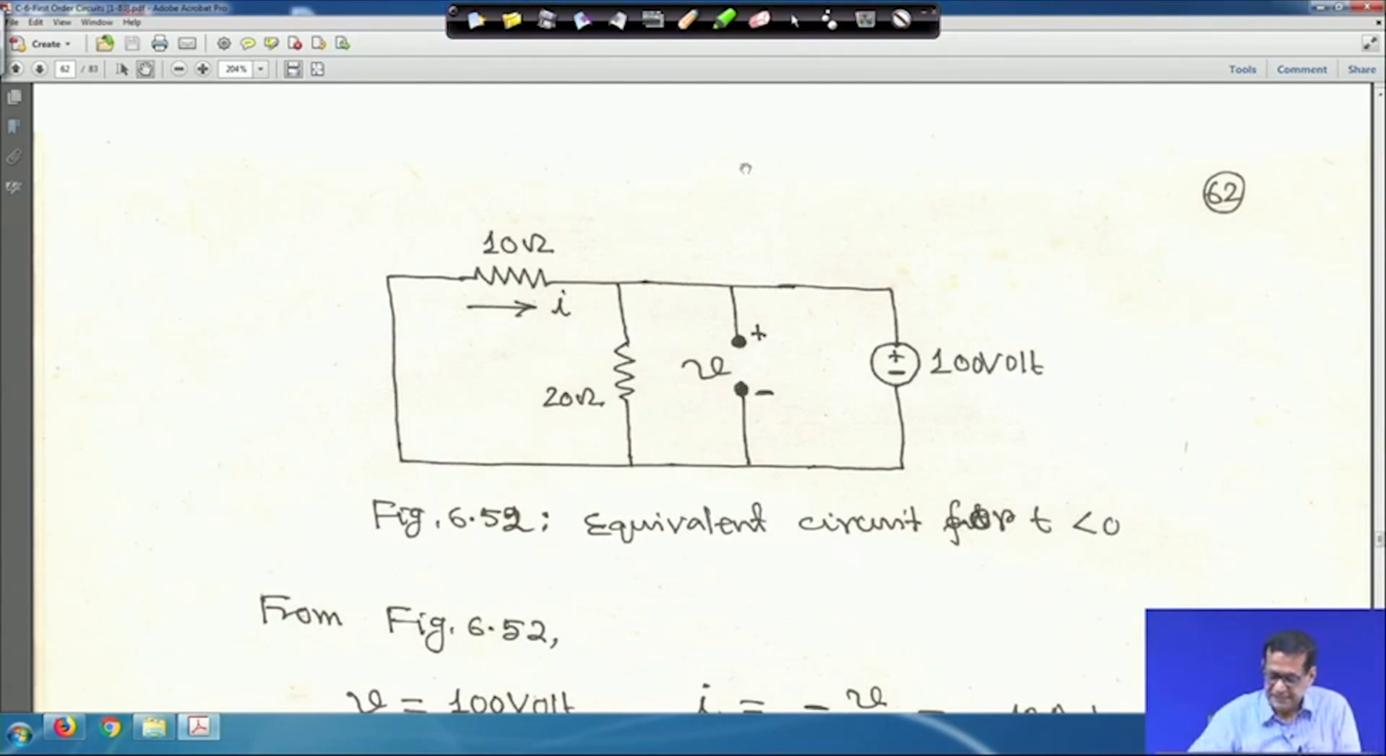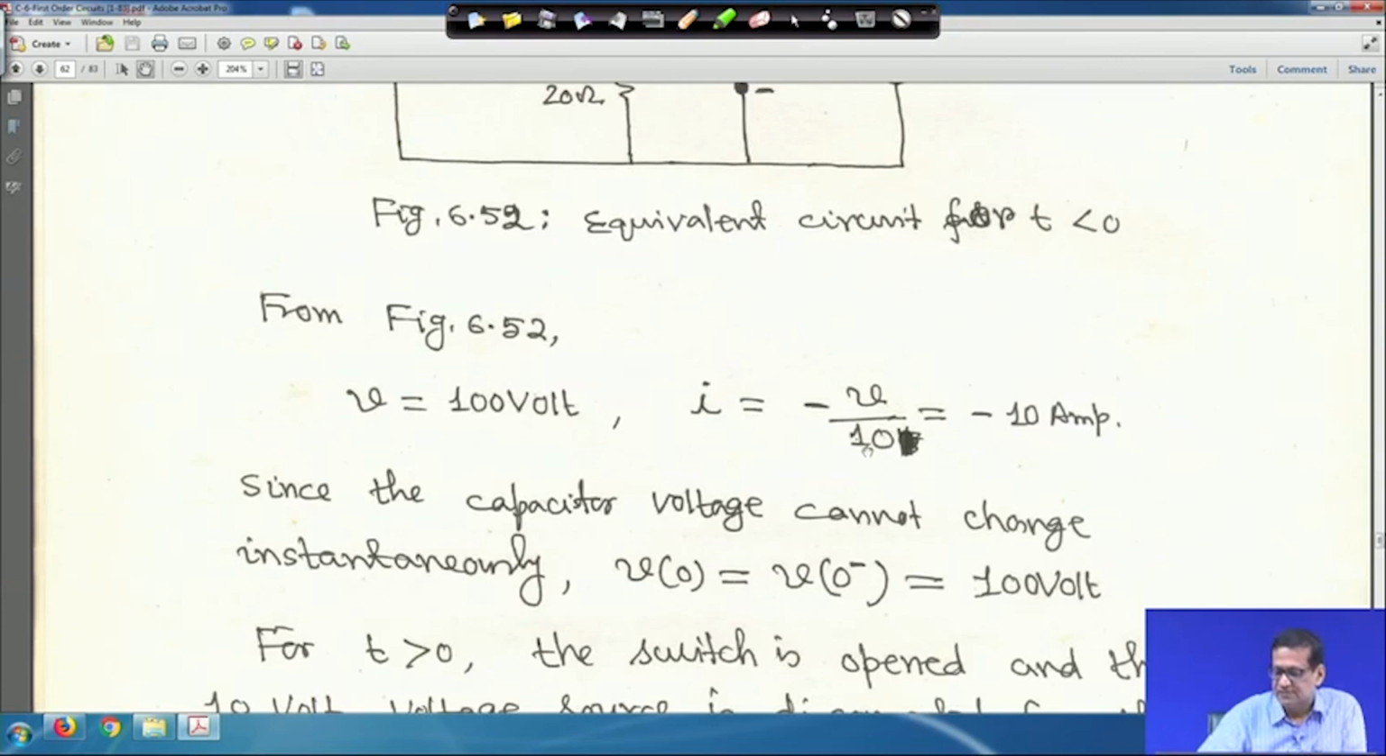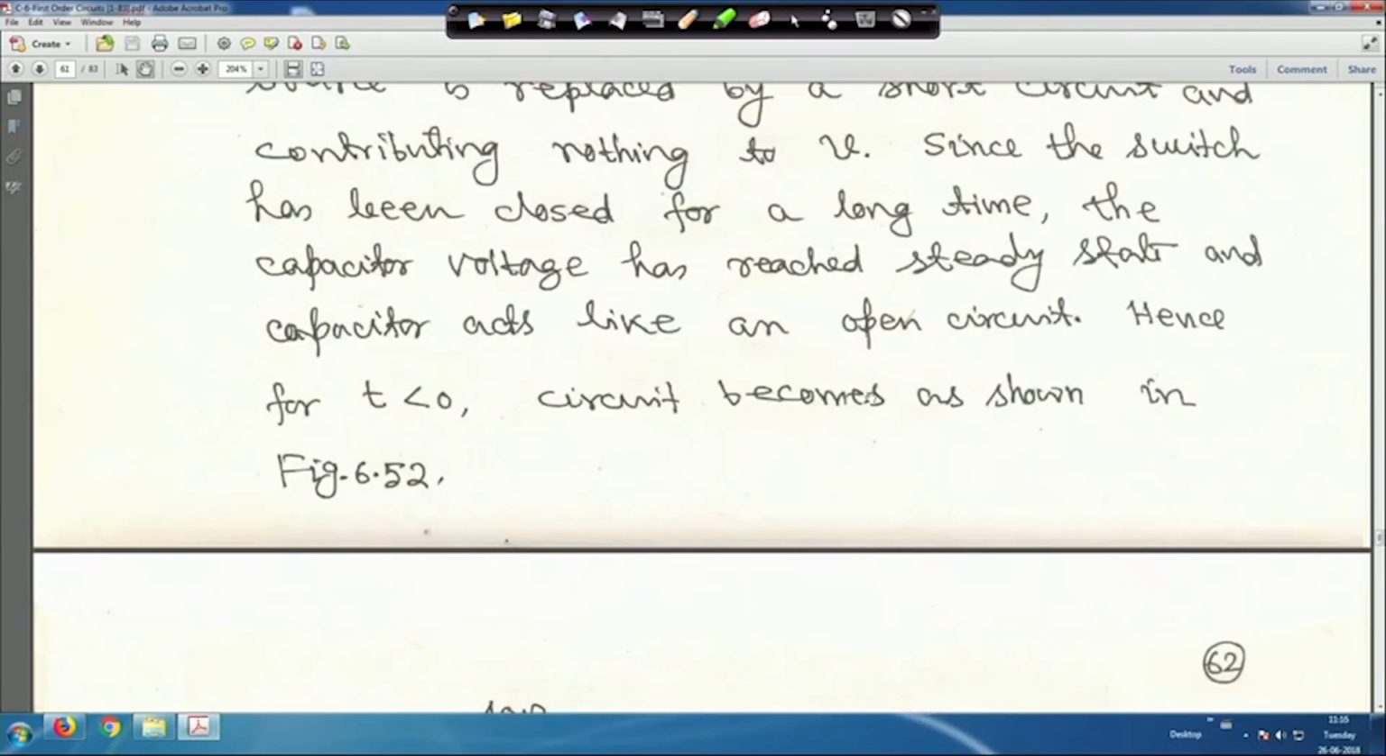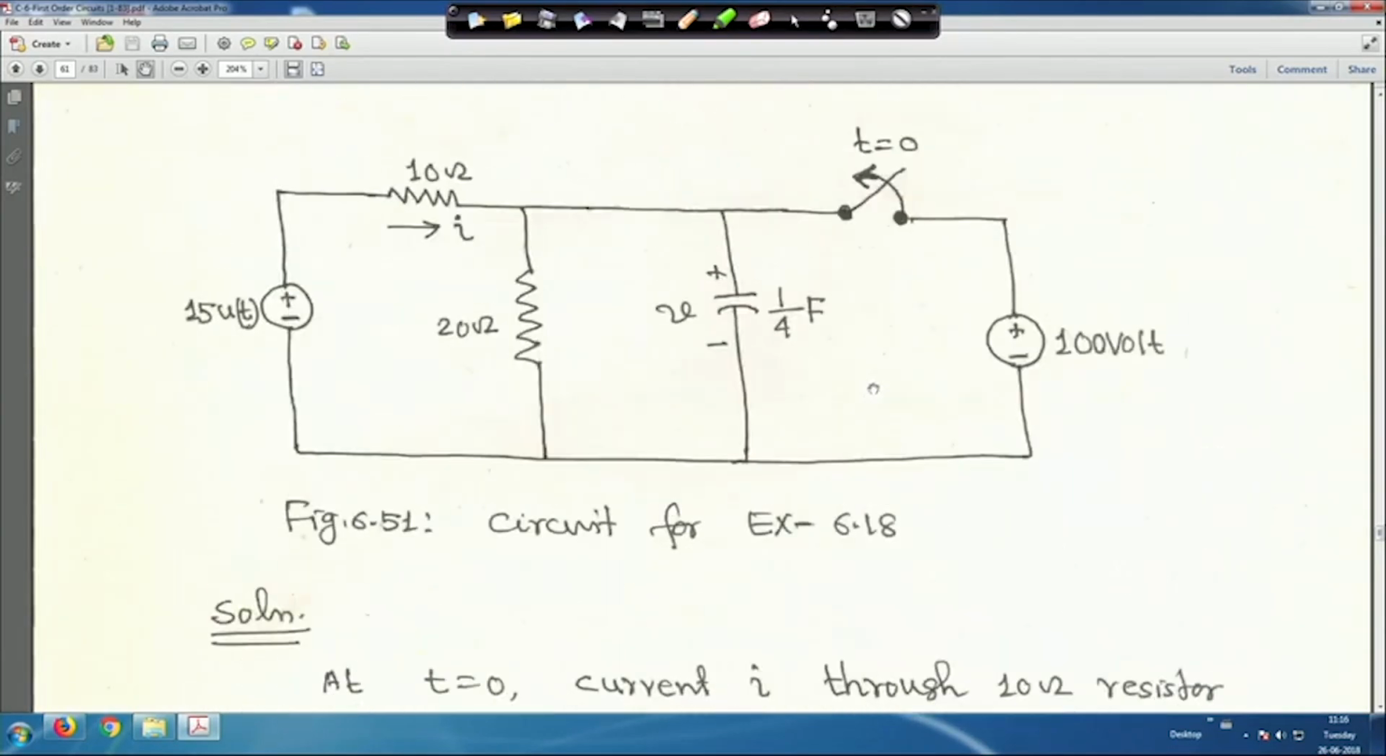That is why I is equal to minus V by 10, minus 10 ampere. Now the capacitor voltage: when the switch is open at t equal to 0, this voltage source should not be there, because it is disconnected. For t greater than 0 this 15 volt step input will be here, and the capacitor voltage cannot change instantaneously.